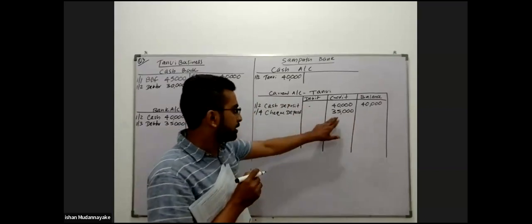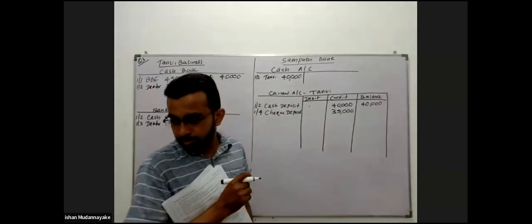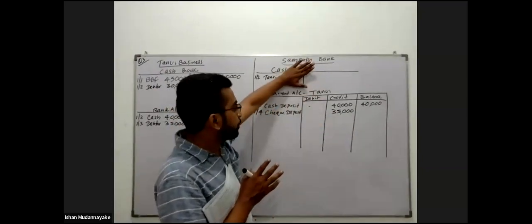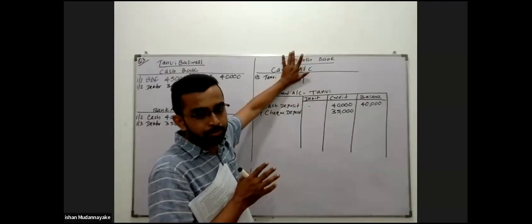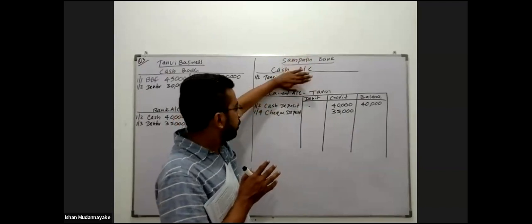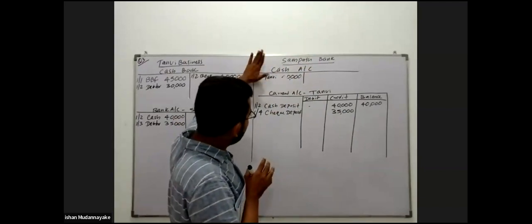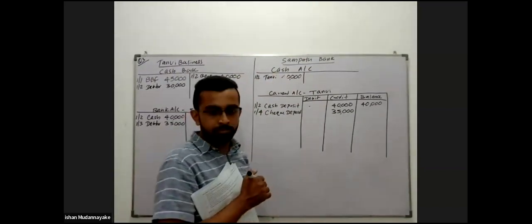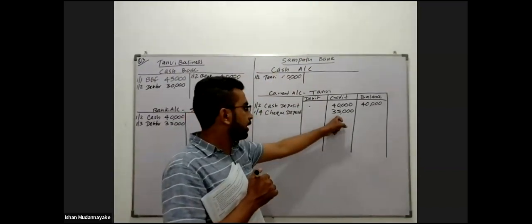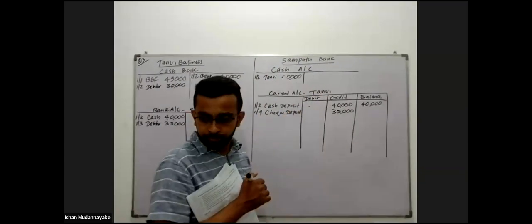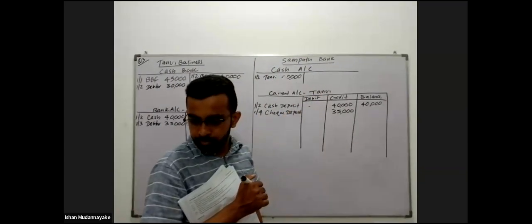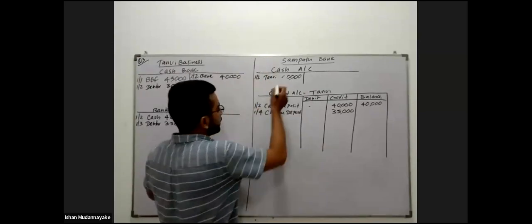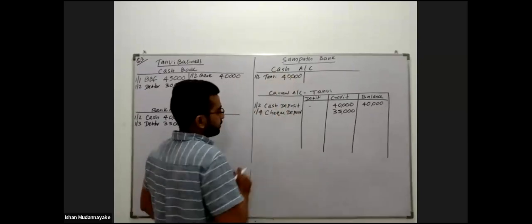Okay. No need to pass this double entry in the cash book. No need to write down this 35,000 in the cash book. Cash book is not expected from you in the Sampath Bank. Only for the understanding purpose, I pass this double entry in the cash account. Otherwise, no need to write down this 35,000 in the cash book. I discuss with you cash book only for the understanding purpose.